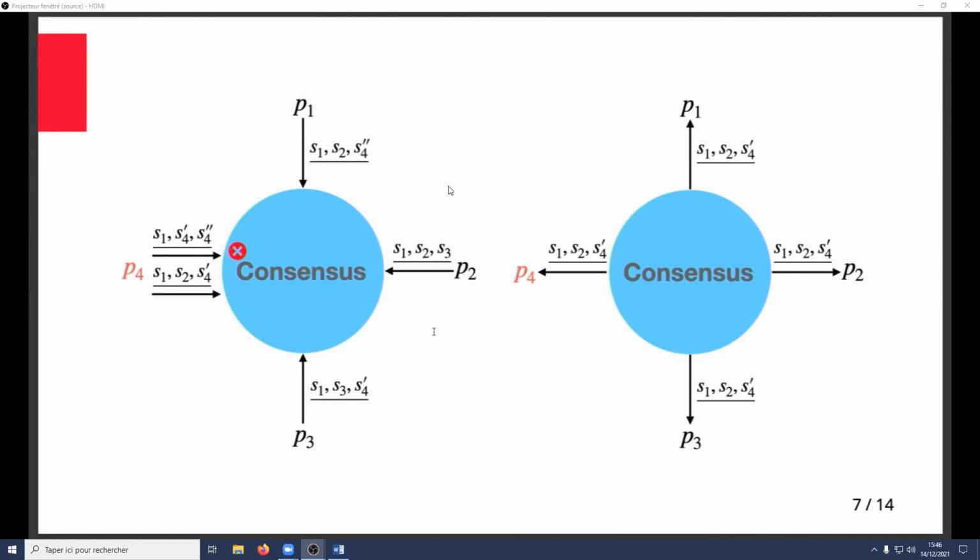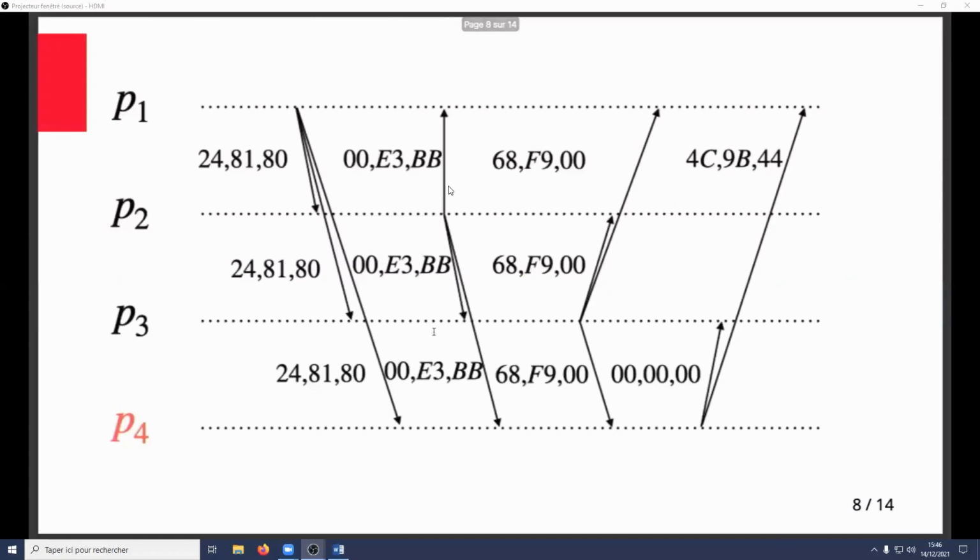All right, so the processes all proposed 3 values, and because of consensus, they will eventually learn the same set of 3 values. Let's say that they learned S1, S2, and S4 prime. So now we begin the review phase.